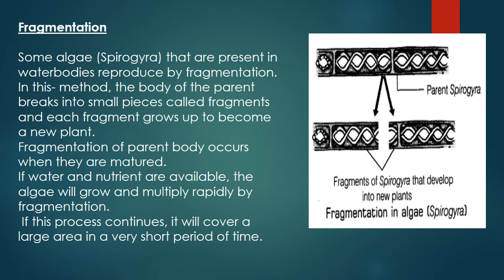Next is fragmentation. Algae like Spirogyra generally reproduce by the process of fragmentation, in which they divide themselves into multiple parts. You can see this is the parent Spirogyra. It can divide into multiple parts. It is fragmentation. It will divide into two. So Spirogyra develop into new parts.